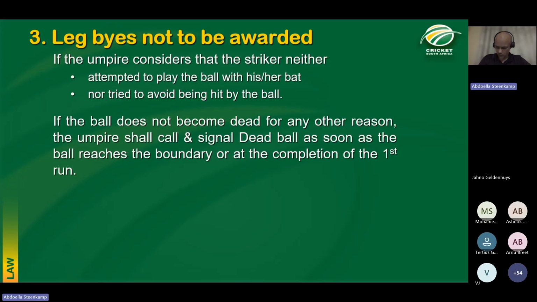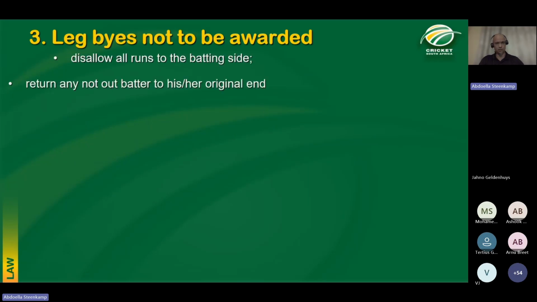So now let's go back to my example. First run is now completed. You now know this is where you intervene and you call and signal dead ball loudly. Say, dead ball, players, dead ball, no shot. So what else do you now need to do? Let's have a look. Law guides us. Firstly, you need to disallow the runs. We've just said if no shot was offered, leg bye is not to be awarded. So in my example, the single that they took, we only intervened when they completed that first run. But that run is not to count. We need to disallow that one run.